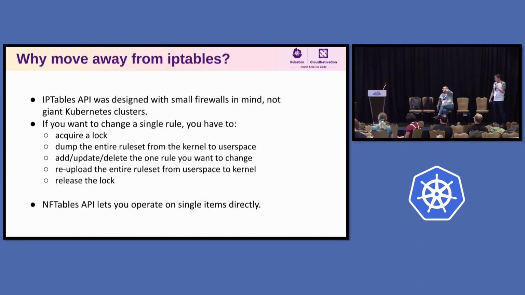It makes the iptables kube-proxy slow. It takes a long time to process changes. We do all sorts of clever things in kube-proxy to get around this, but fundamentally the API is just hard to work with. Again, nftables fixes this. You just say, I want to add this one rule. It adds that one rule. Done.